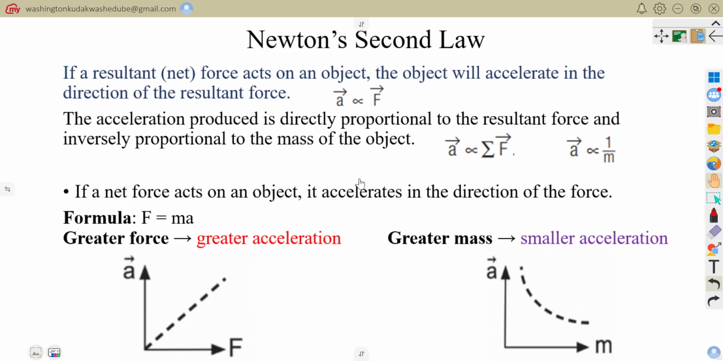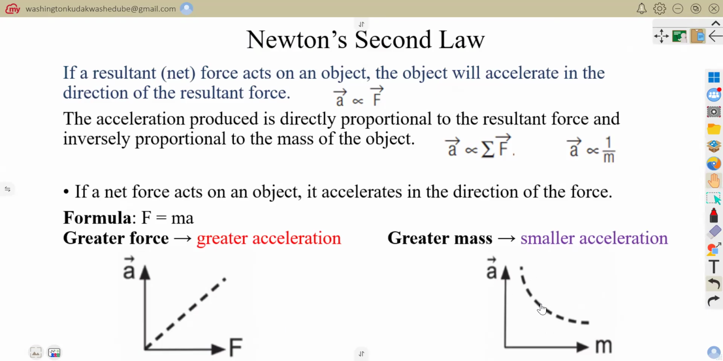So if they say, by use of diagrams, explain the above law, you can draw your acceleration on the y-axis and your force on the x-axis. That simply means that as the magnitude of the force increases, the acceleration will also increase. So you will draw a straight line graph.